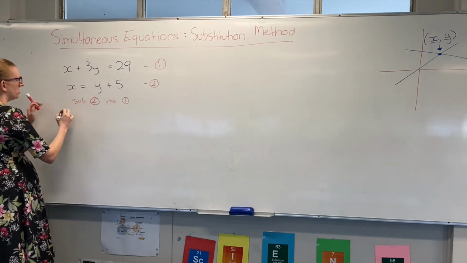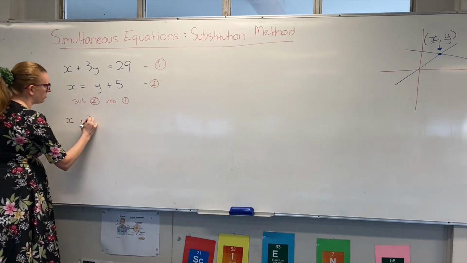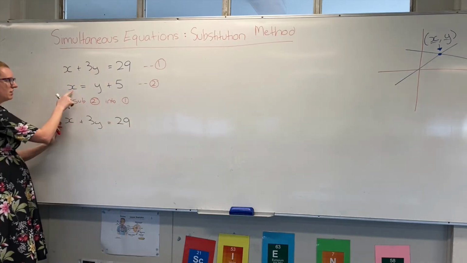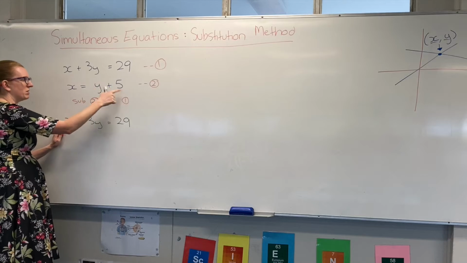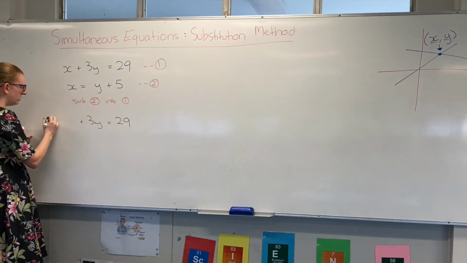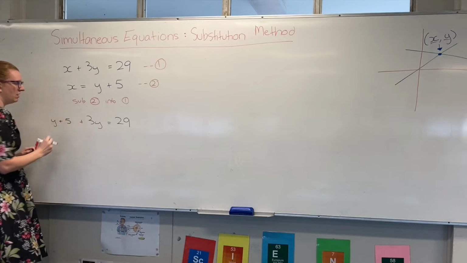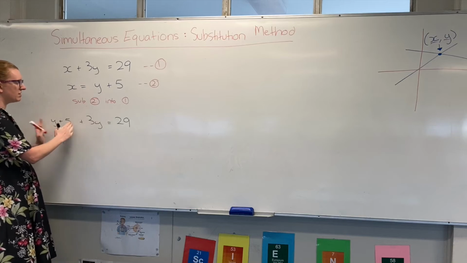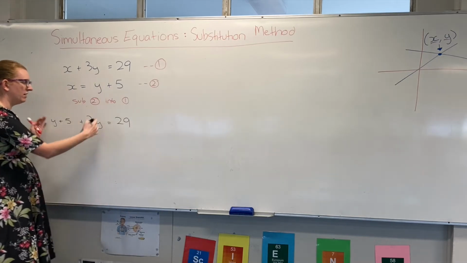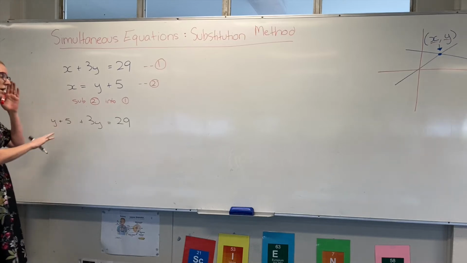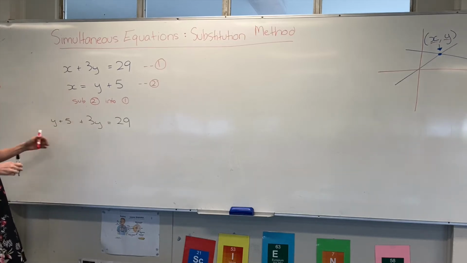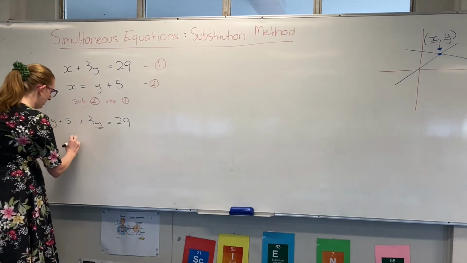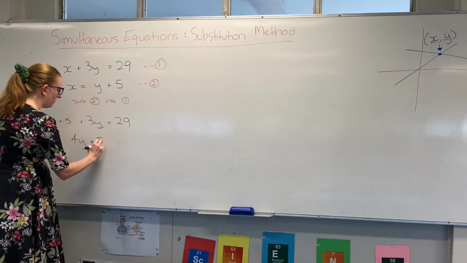So my equation was x plus 3y is equal to 29. However, in the place of the x, my second equation says x equals y plus 5. So instead of x, I'm going to be putting y plus 5. Okay? So I've got y plus 5 in the place of the x, plus 3y is equal to 29. Now I can actually solve this because I don't have any more x's, I've only got y's. So I've got like terms here that I can add together. So I've got 4y plus 5 is equal to 29.